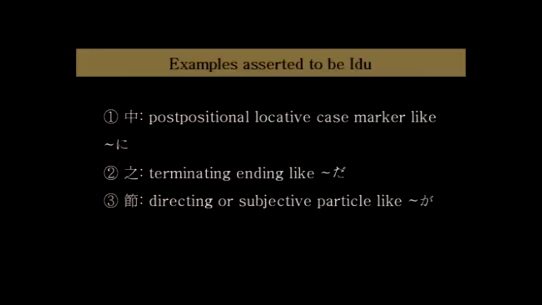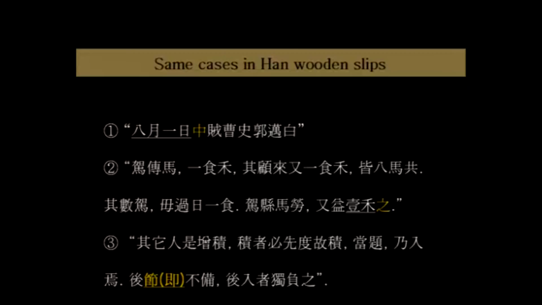And the third one is 解. 解 in Korean inscriptions does not have the Chinese meaning, but just has a directing or subjective particle, like in Japanese が (ga).